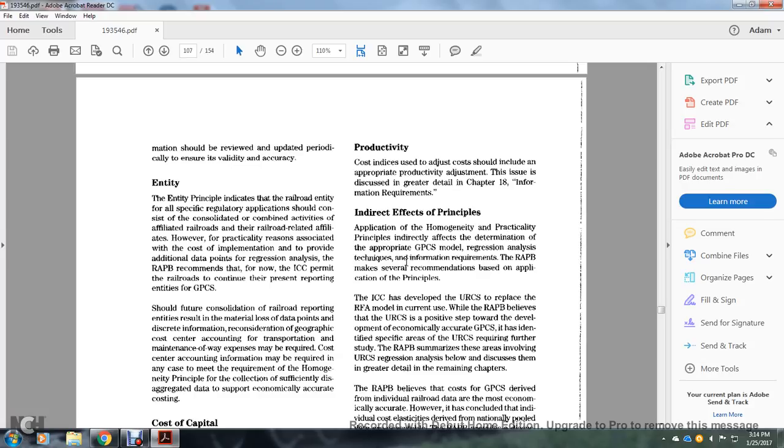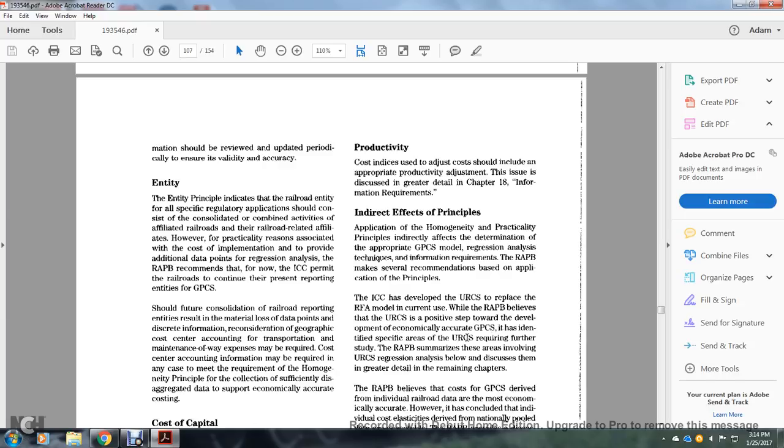The Railroad Accounting Principles Board makes several recommendations based on the application of the principle. The Interstate Commerce Commission has developed the Uniform Railroad Costing System to replace the RCAF model currently in use. The Railroad Accounting Principles Board has used the Uniform Railroad Costing System as a positive step toward the development of an economically accurate general purpose costing system.